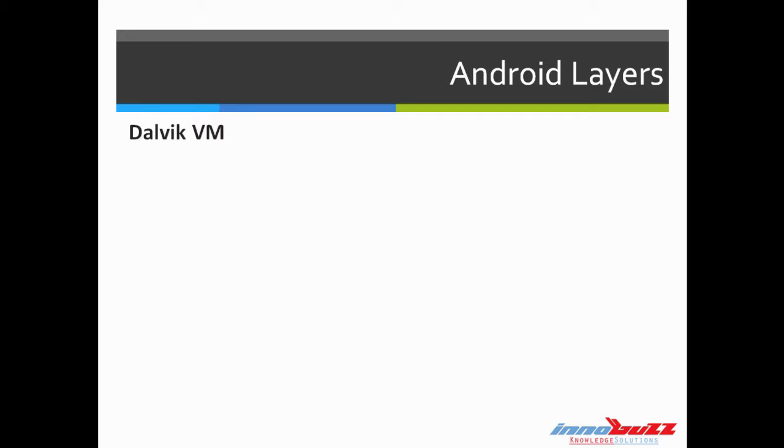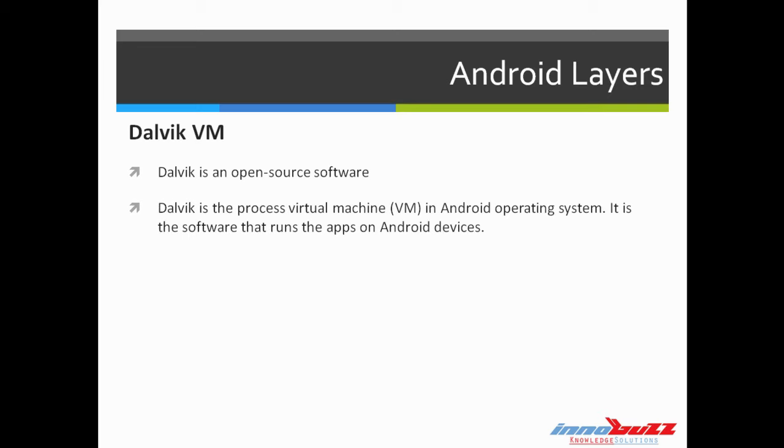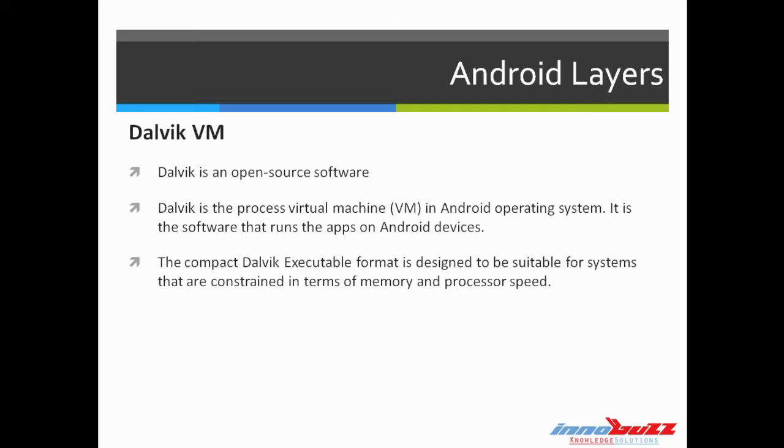The Dalvik VM. Dalvik is open source software. It is the process virtual machine in the Android operating system. It is the software that runs the apps on Android devices. The compact Dalvik executable format is designed to be suitable for systems that are constrained in terms of memory and processor speed. This relates to smartphones and tablets.